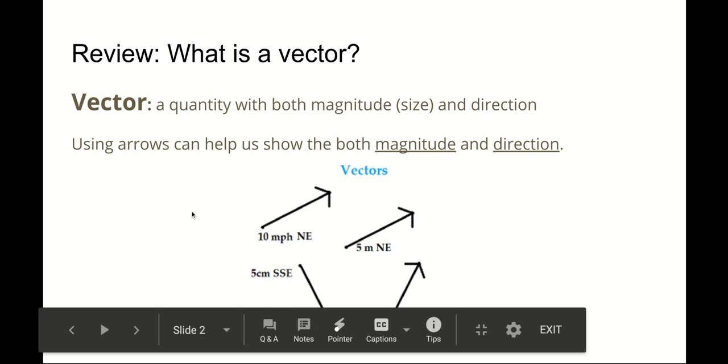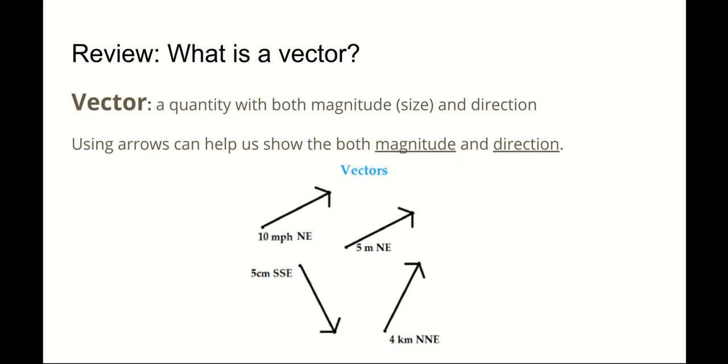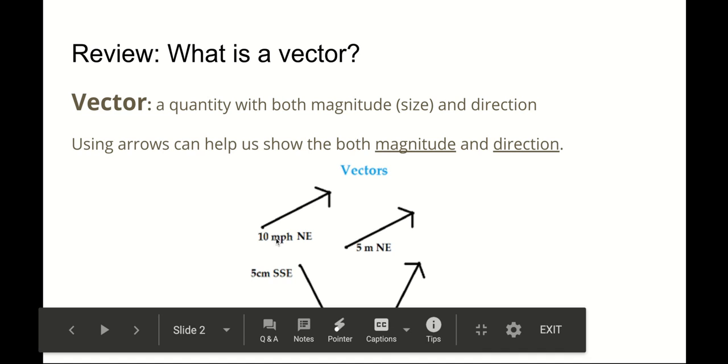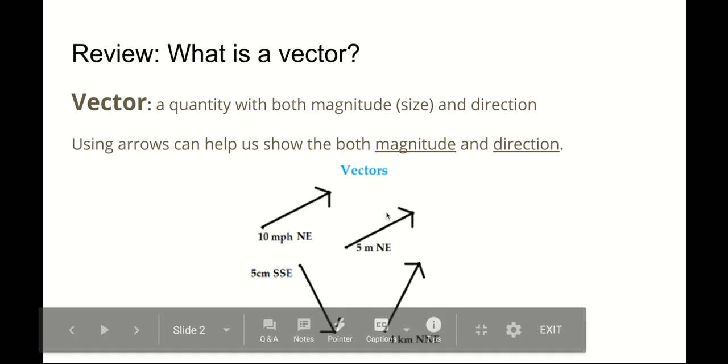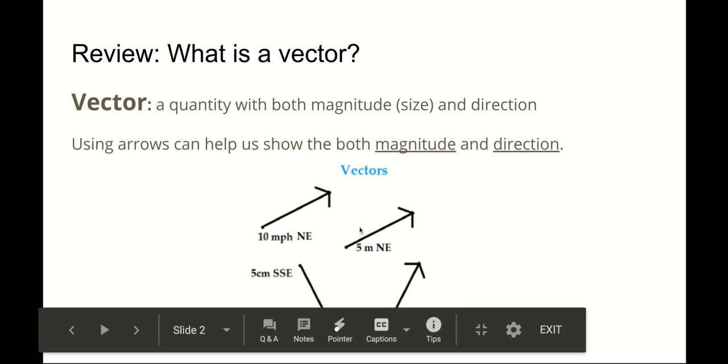So again, what is a vector? If you do not have the definition of a vector in your notes already, go ahead and write this down. It will also be helpful if you draw this image as well. A vector is just a quantity with both magnitude, which is size, and direction. We can also use arrows, such as shown over here, to help us show both that magnitude or size and direction.